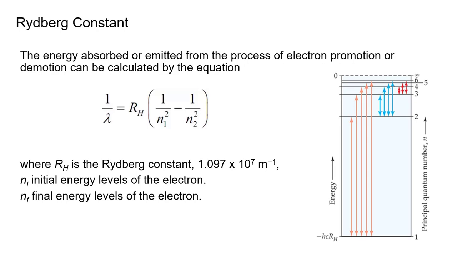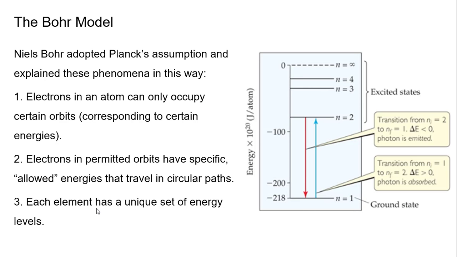So here's the Rydberg constant. The energy absorbed or emitted from the process of electron promotion or demotion, basically excited energy states, can be calculated from this. So here is the Rydberg constant, and I is the initial energy level of the electron, and N is the final energy of the electron. But before we tackle that, and we are going to tackle some problems with that so you can see how to calculate it, we need to discuss the Bohr model.